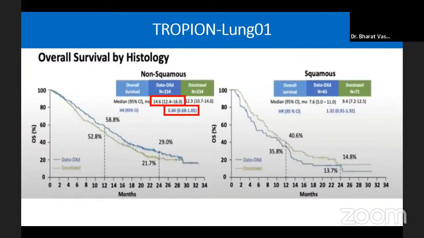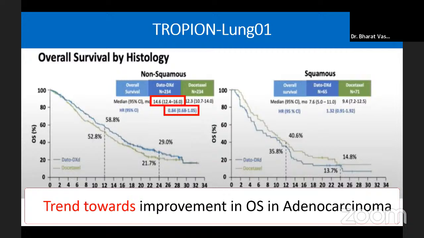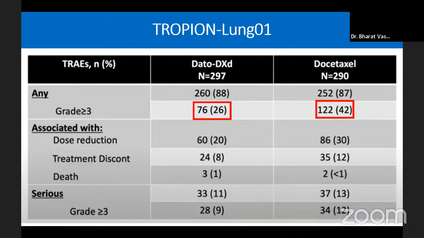Now, there was some trend towards improvement in OS in adenocarcinoma. So 14.6 versus 12.3, around 2.5 months improvement with a hazard ratio of 0.8, but it crossed unity. So I may think of giving it in non-squamous, not absolutely in squamous. The only take-home message is, yes, I may use this when it is available because the toxicity is significantly less than docetaxel. So a drug with a better PFS, not better OS, but a trend towards better OS in adeno, and a safer drug in terms of toxicity, dose reduction, and treatment discontinuation. So a good safe drug available.